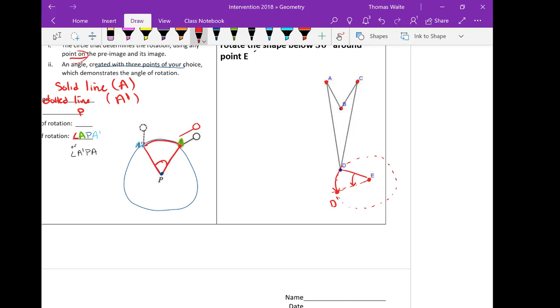If I did the same thing for point B, I'm going to do it in a different color. I'm going to do it in green. E to B, and I have a much bigger circle here. Rotated 30 degrees, maybe would take my point somewhere over here. 30 degrees, something like that. But what we're going to do then, I'm going to use my straight edge and my ruler.